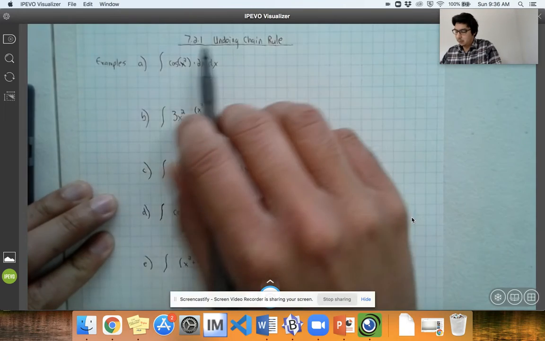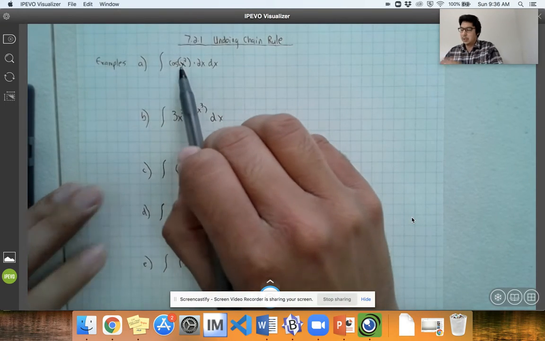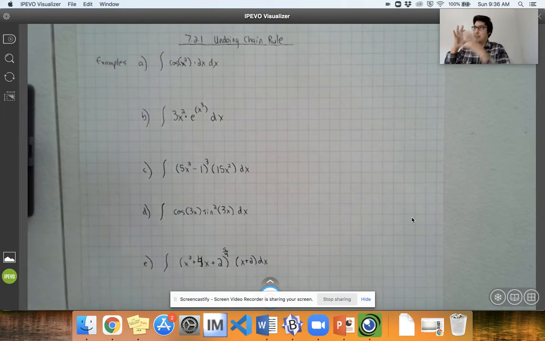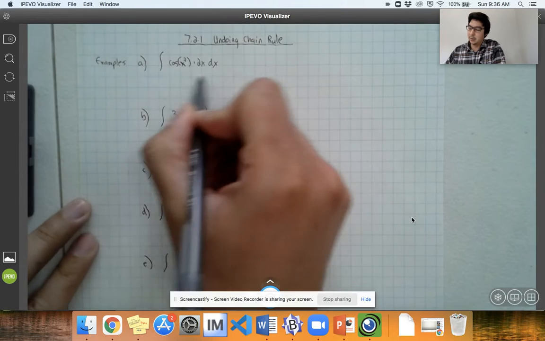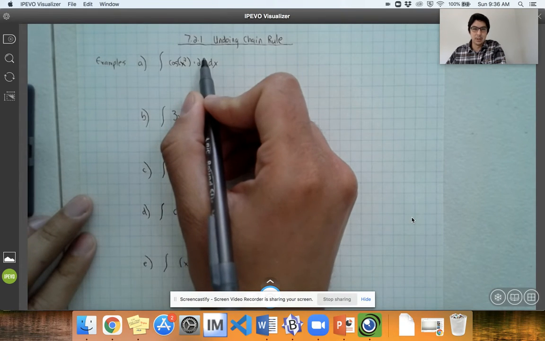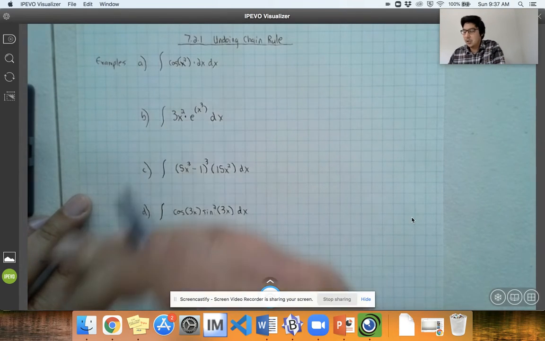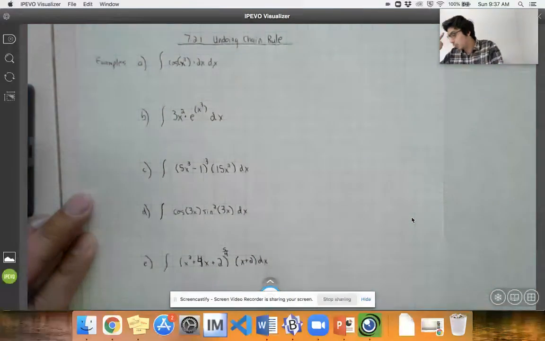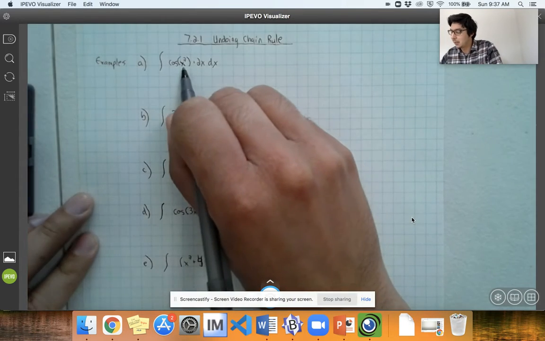Undoing the chain rule. So if we want to do the integral of cosine of x squared times 2x dx, you might not even know where to start. But you have to almost imagine working backwards. Because remember, in order to get the integral here, we need an antiderivative. And an antiderivative is a function such that when you take the derivative of it, you return back to where you started. So I'm thinking to myself, I'm going to need to take the derivative of something to get back to this.